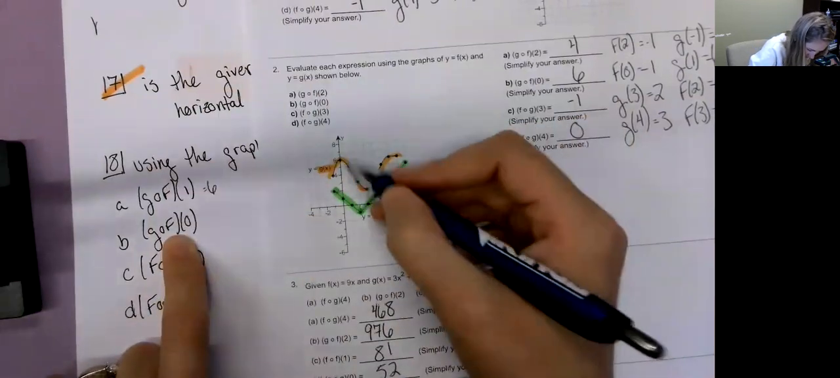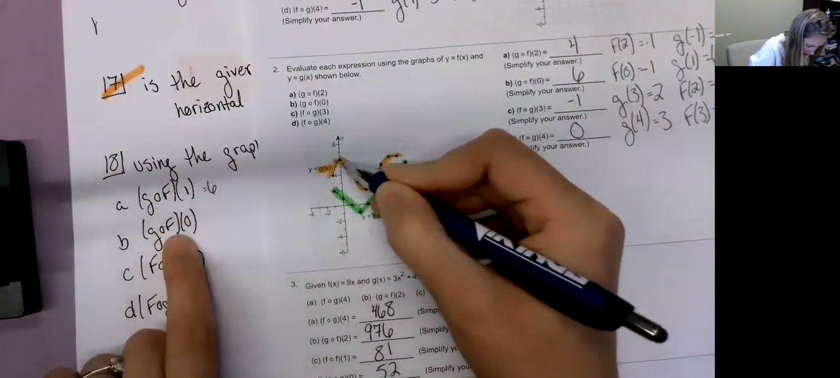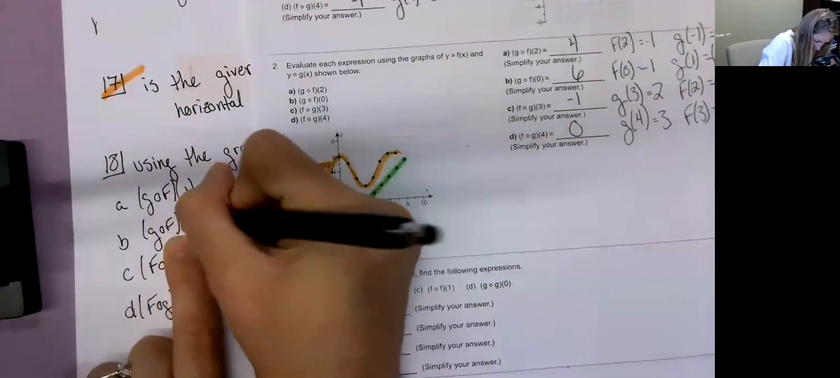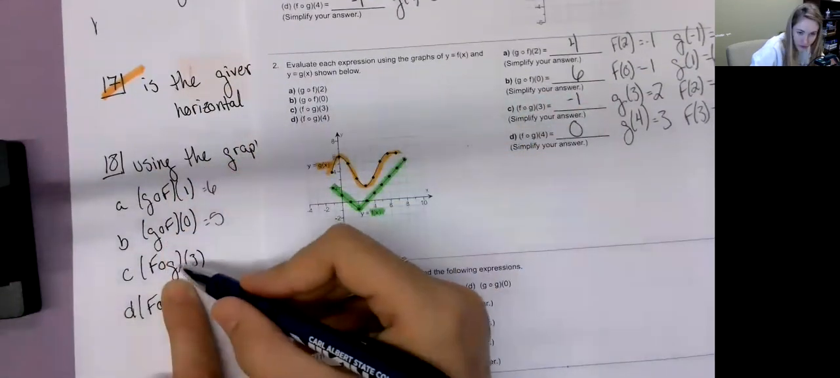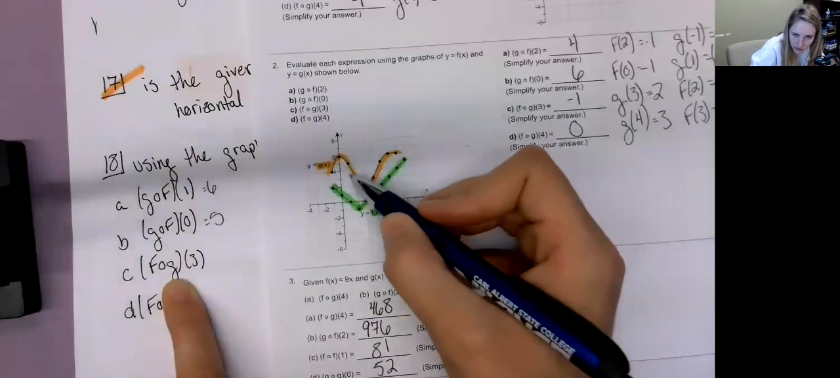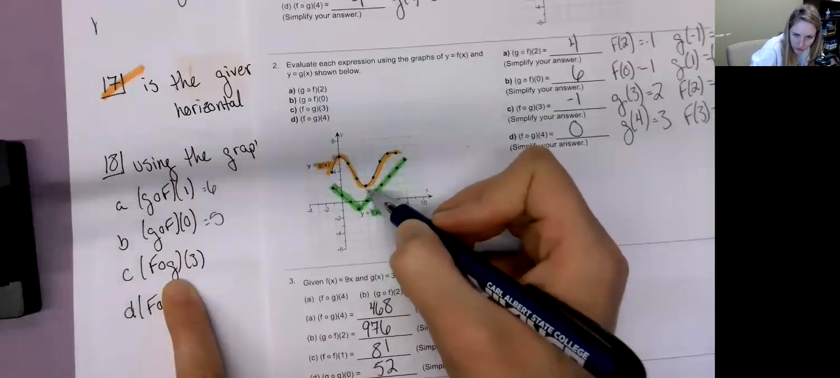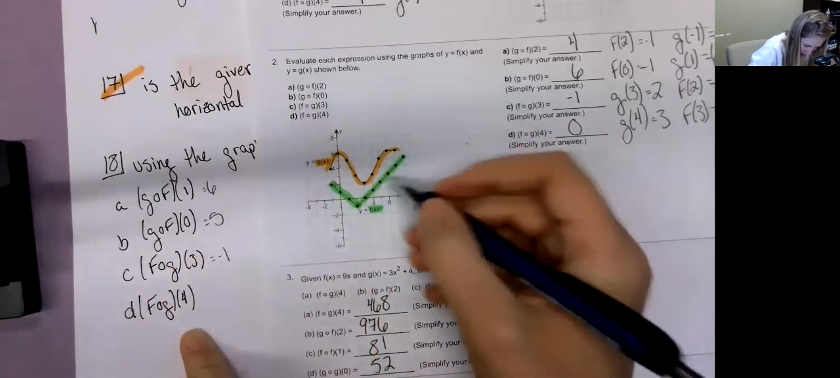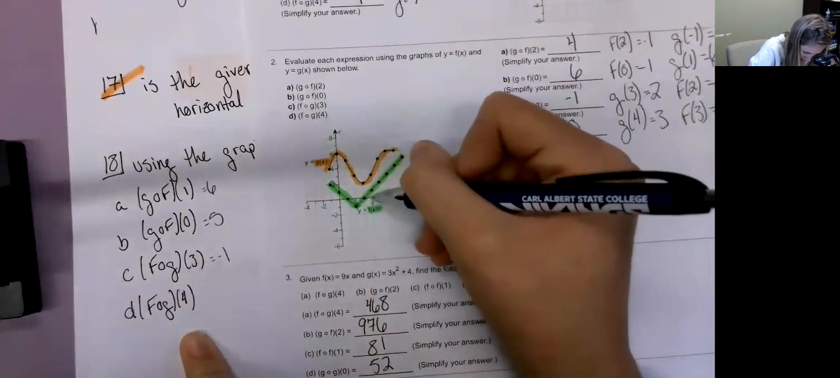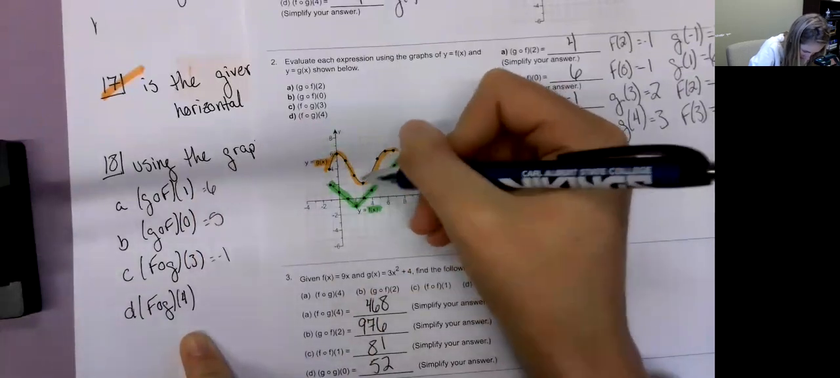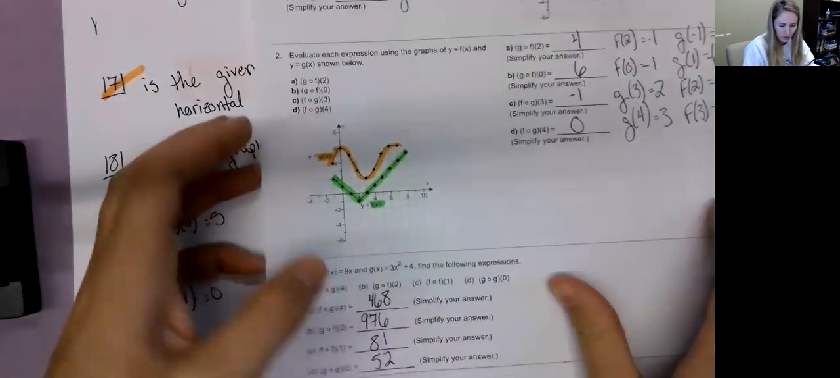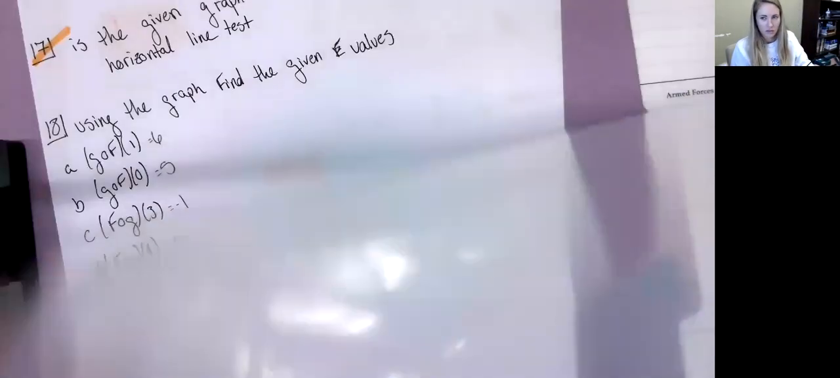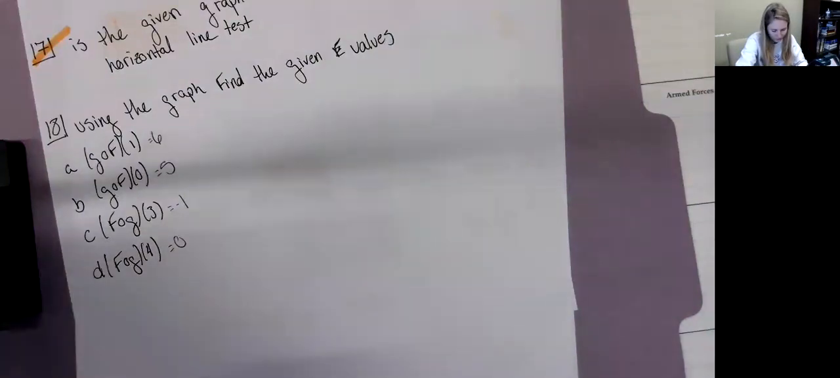Okay, f of 0 is 1. So g of 1 is 5. Now they switched it. So g's first. So g of 3, 1, 2, 3 is 2. So then f of 2, 1, 2 is -1. G of 4, so 1, 2, 3, 4 is 3. So f of 3, 1, 2, 3 is 0. So just remember, the last one is the one you go to first.